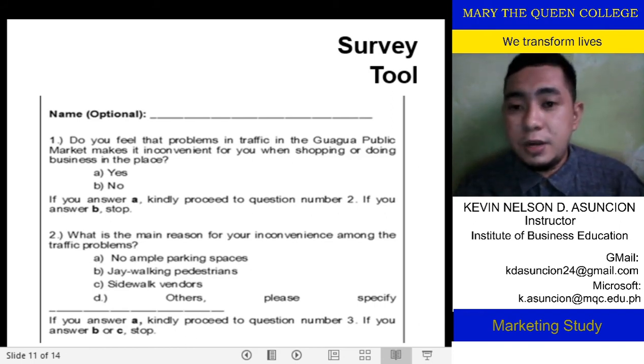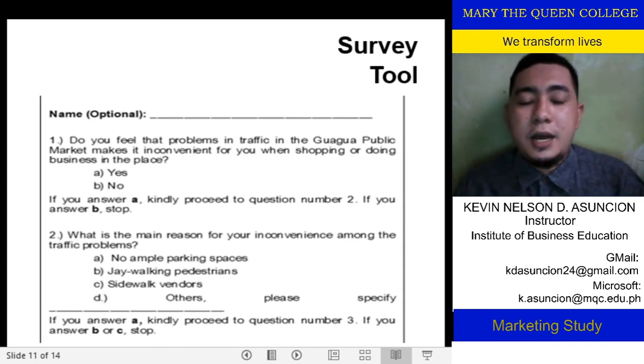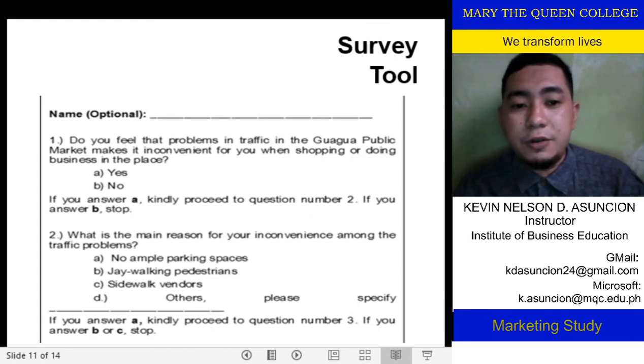So, they need to proceed to number 2 if the answer is A, yes, and B if not. Okay? Stop if not. So, they need to proceed to number 2 if they said yes. What is the main reason for your inconvenience among the traffic problems?